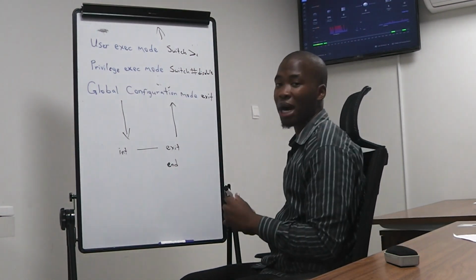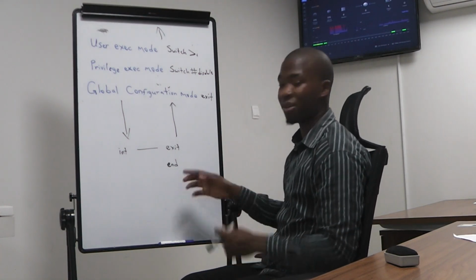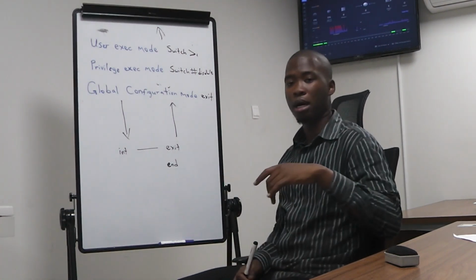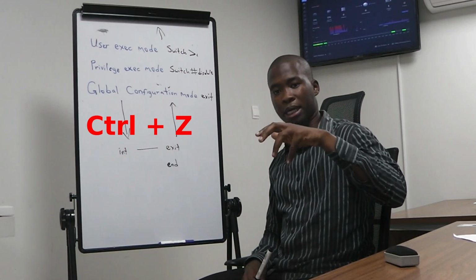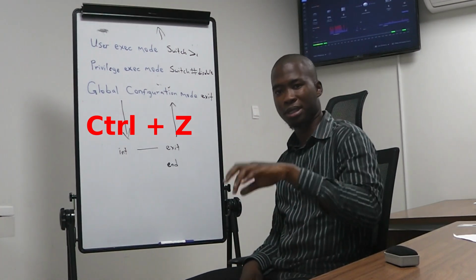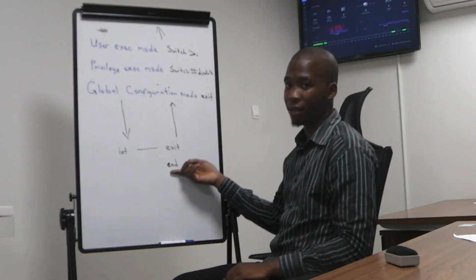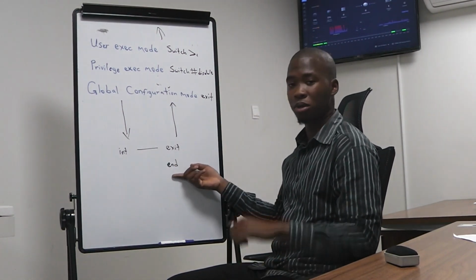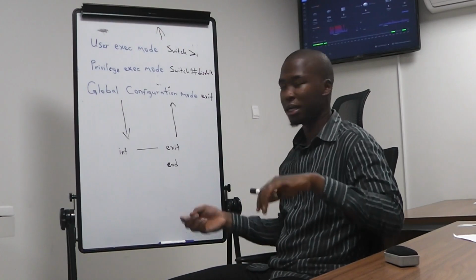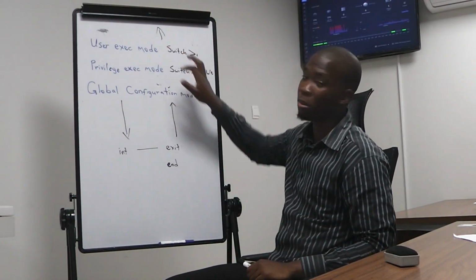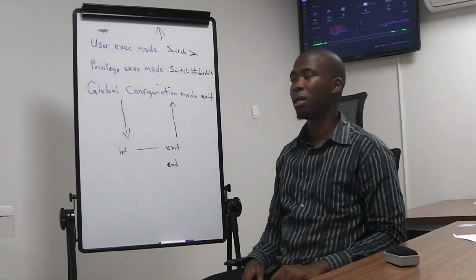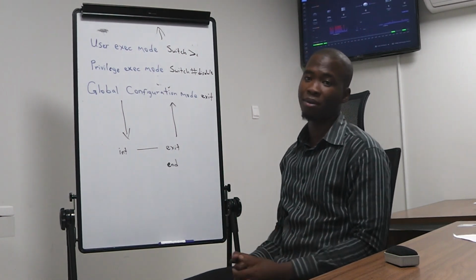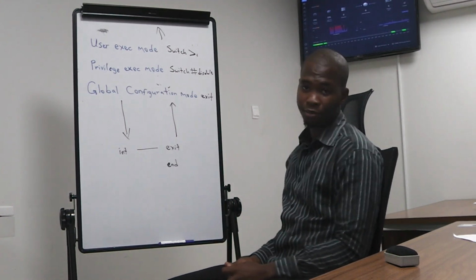But this end also has a shortcut. Instead of typing it, you can just hold the control key with Z. So Control Z is the shortcut for end. Let's say I'm at the interface configuration mode. If I hold the control key with Z, this will take me all the way back to the privileged exec mode, and then I can use maybe my show commands or whatever you want to do next.